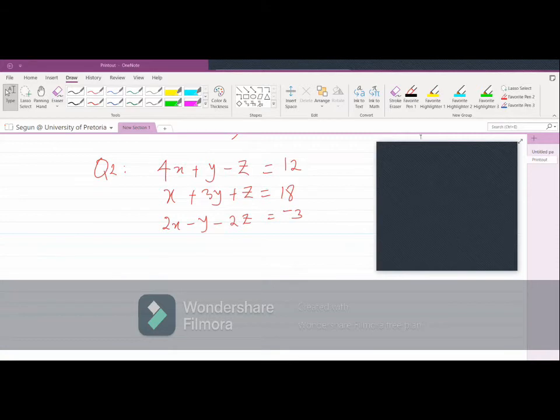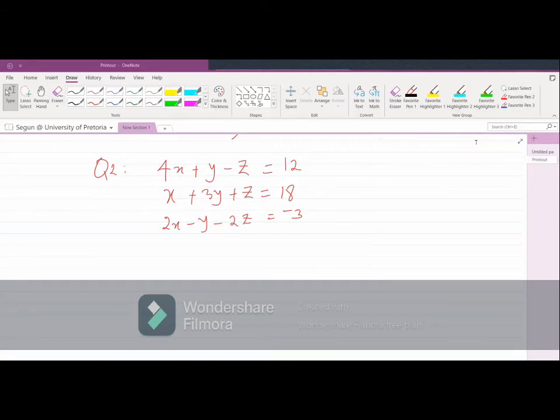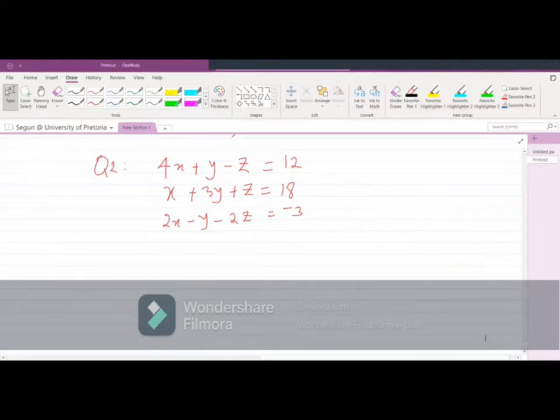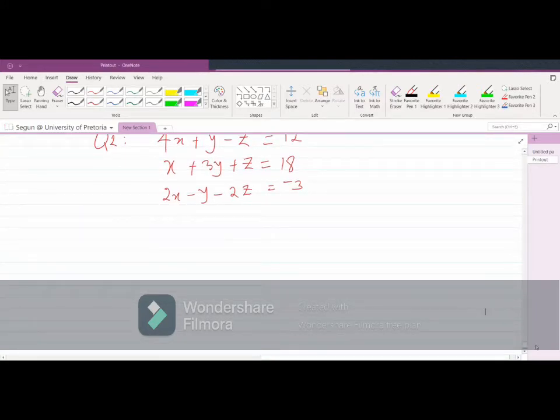Okay, if you said we should solve it, let's try it together and see whether we are still using the same method. Let's pick up our matrix. So from the matrix, now I would like to say this.